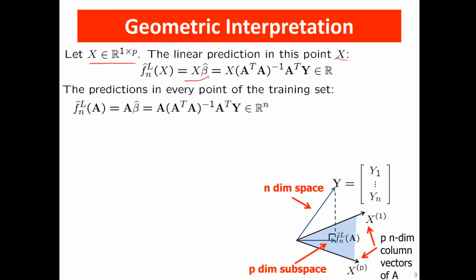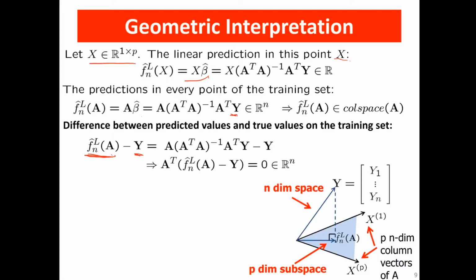So we can calculate the predictions in every point of the training set with the following equation. The prediction in every row of matrix A is A times beta hat, where again beta hat is this expression. From this it follows that f hat(A) is in the column space of A, since it's just A times a vector, and A times a vector is just a linear combination of the column vectors of A. So our prediction again is in the column space of matrix A. Even if the true outputs, the n-dimensional y vector, is not in the column space of A, whatever we predict has to be in the column space of A.